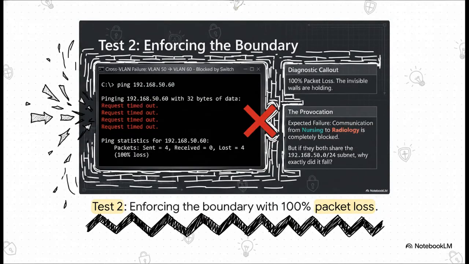All right, here is the payoff moment. We're back on Nurse 1 in VLAN 50, and we try to ping X-Ray 1 over in VLAN 60. Request timed out, 4 packets sent, 0 received, 100% packet loss. Let that sink in for a second. Our expected failure is actually a complete success. The invisible walls are holding. Communication from nursing to radiology is completely blocked.